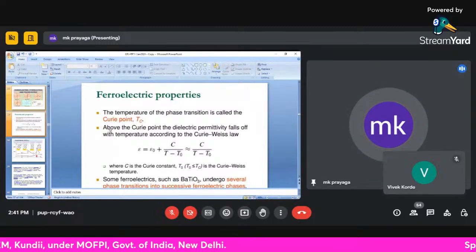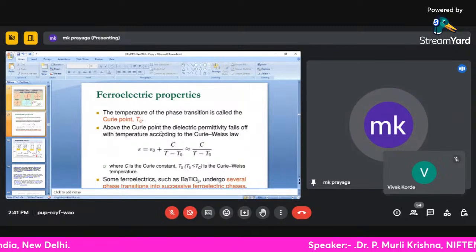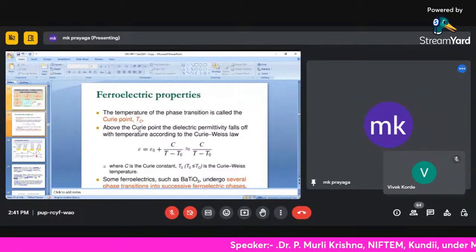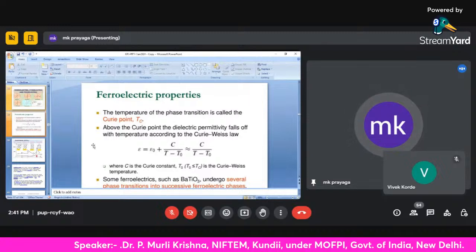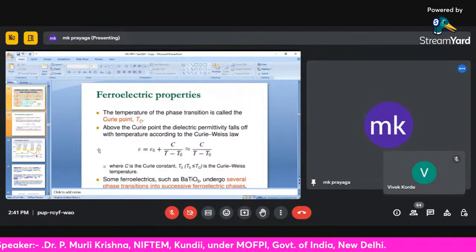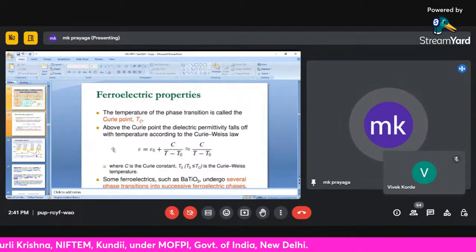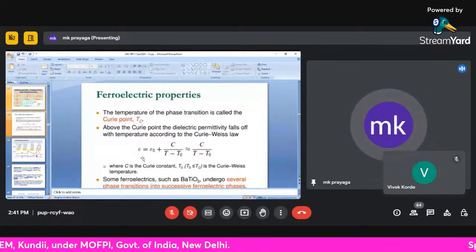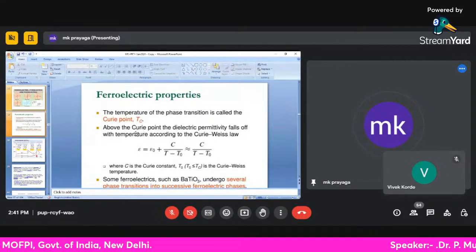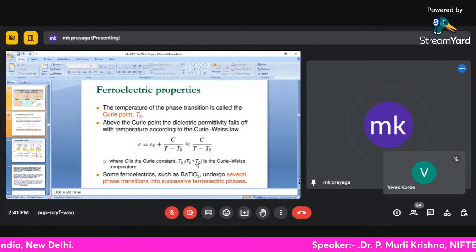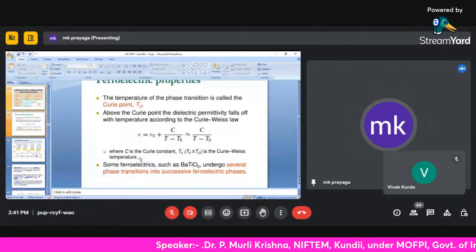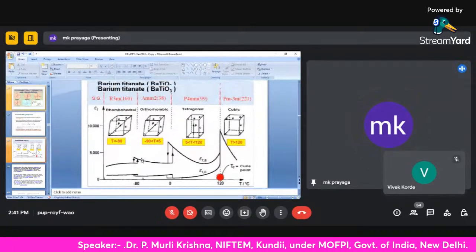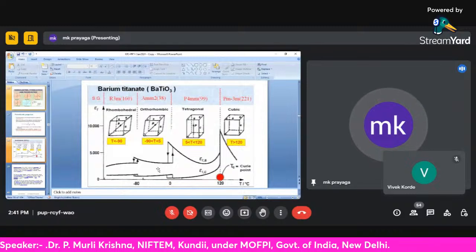So below the Curie temperature, we call that ferroelectric nature, and above the Curie temperature (Tc), we call that paraelectric. So the transition takes place. It is like a normal distribution. So from ferroelectric to paraelectric, it will change. The temperature where the transition takes place is called the Curie temperature. So this is a relation between Curie temperature as well as permittivity epsilon. This is the example for barium titanate.